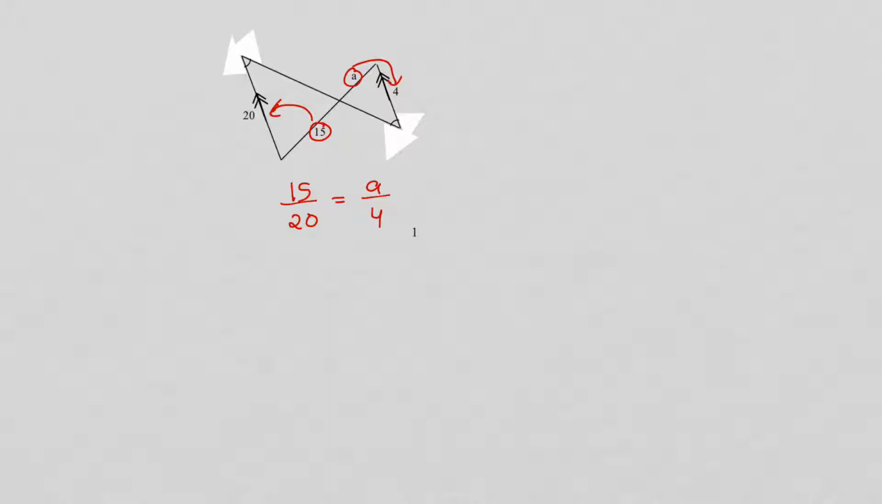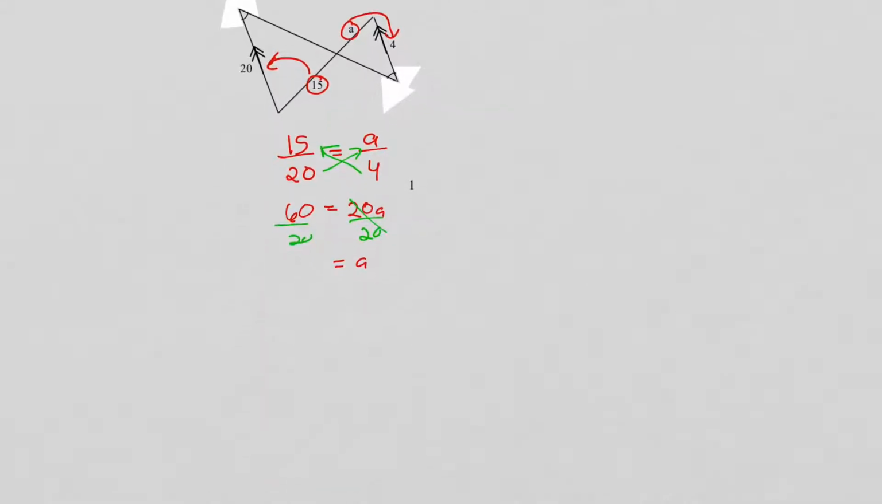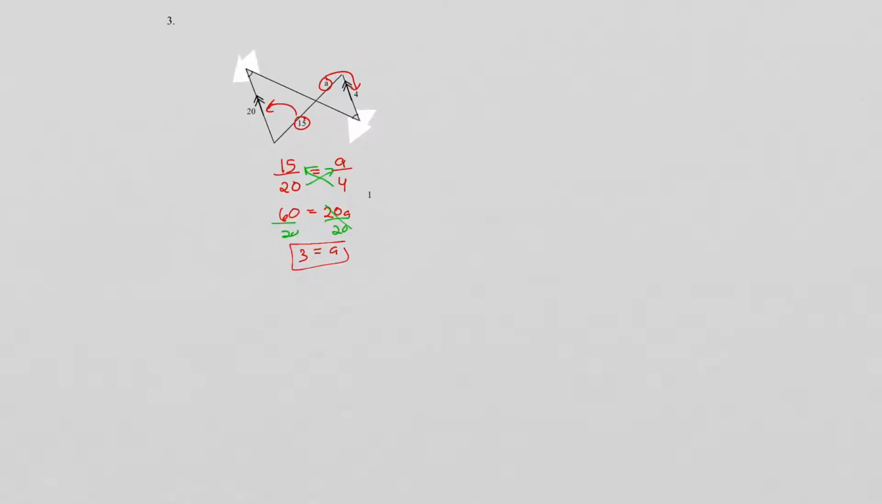And there's a couple ways you can do this. If you just straight up cross multiply, which is fine, then I'm going to get 60 on the left and 20A on the right. Or you could have reduced it to 15 over 20 and then just multiply both sides by 4. So that's just different ways to do it. I'm just going to continue the same pattern here, guys. That's going to be 3. Okay.